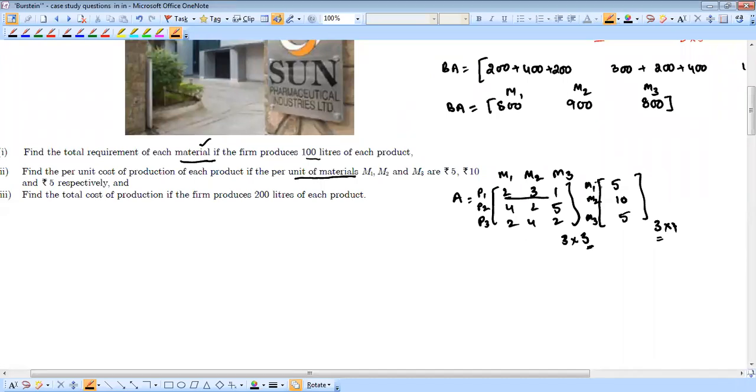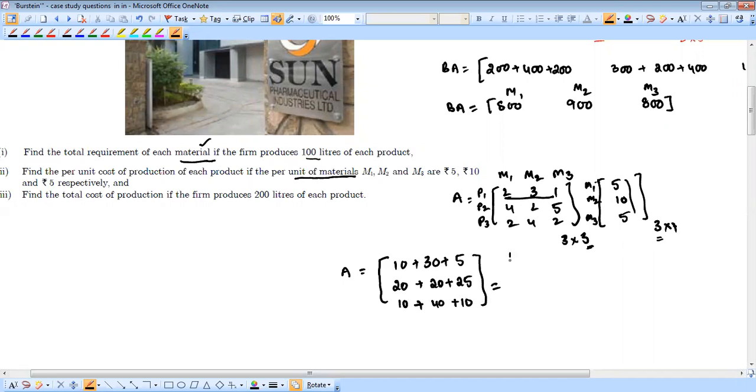Then we can do the production easily and multiply. See, row with column. So matrix A will be 2 into 5, 10, 30, and 5. And next, the second row, 20, 20, and 25. And next one, 10, 40, and 10.